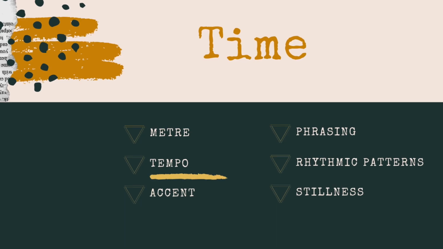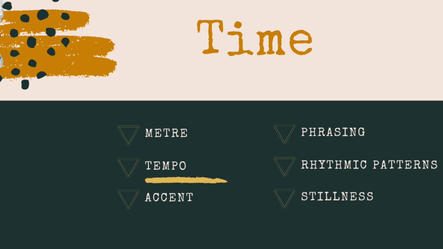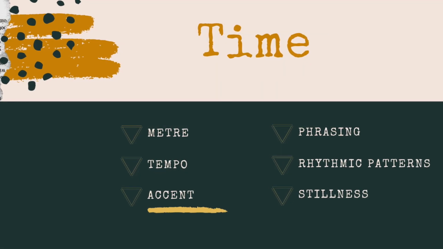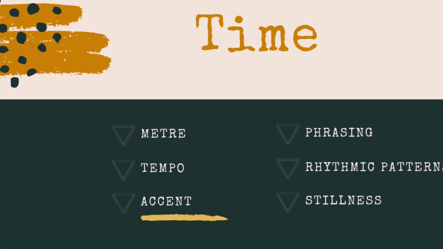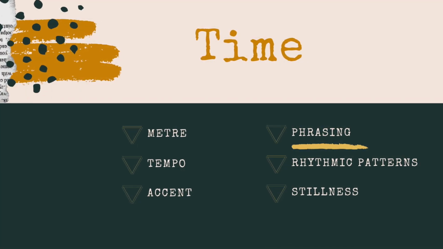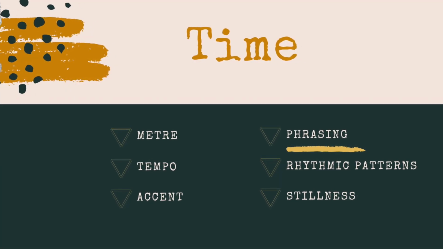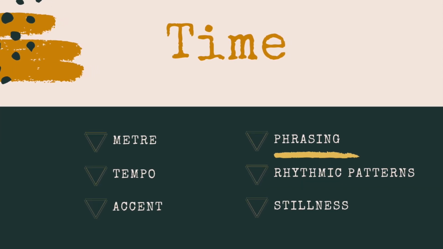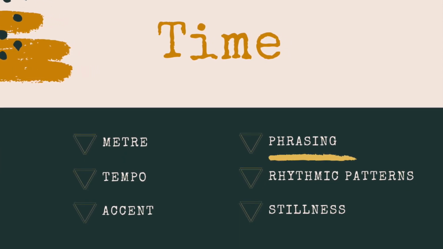Tempo. This is the relative speed at which a dance, phrase, or composition is being performed. Is the movement slow, medium, or fast? Is it accelerating in speed or decelerating in speed? Accent is where you emphasize or stress a strong movement or gesture. Phrasing. This is the way in which movement is organized with a sense of rhythmic completion. I have a separate video explaining phrase in relation to composition.